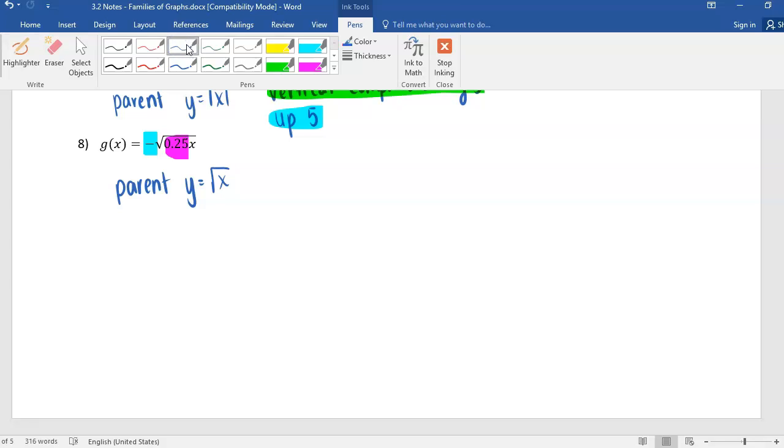So let's see. Jennifer. What does that negative do? Very good. So it's going to be reflected over the x-axis. And we know that because of that negative right there. And then, let's see. Brittany. What about that 0.25?